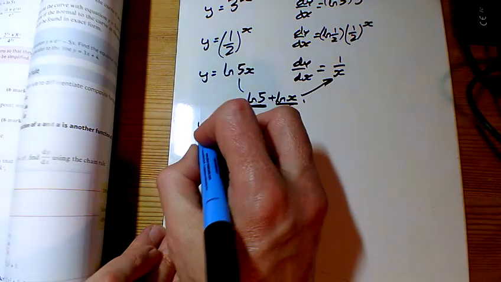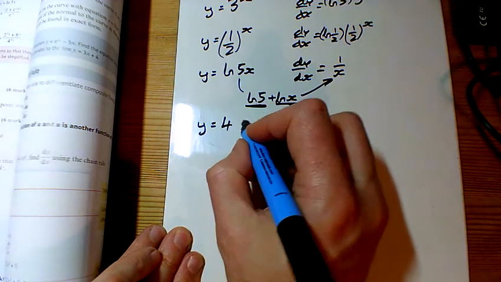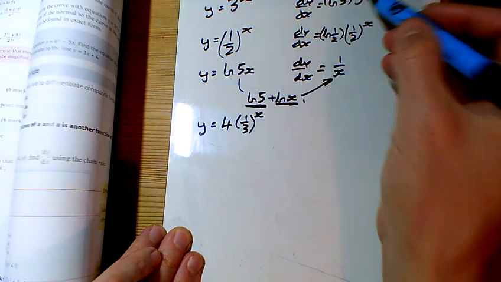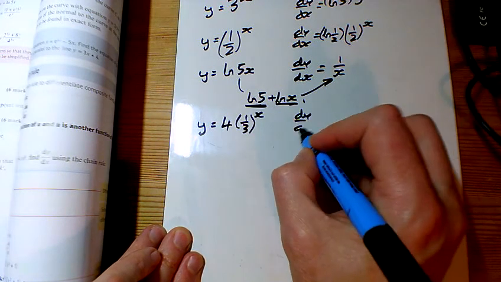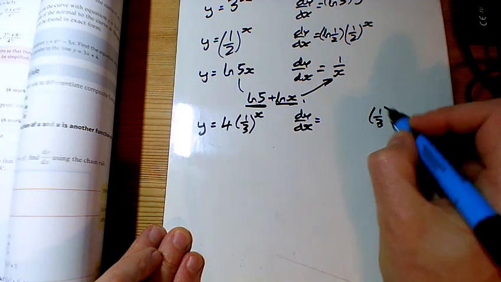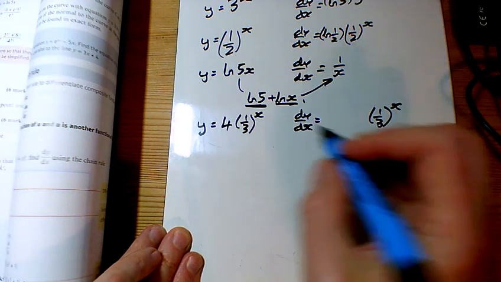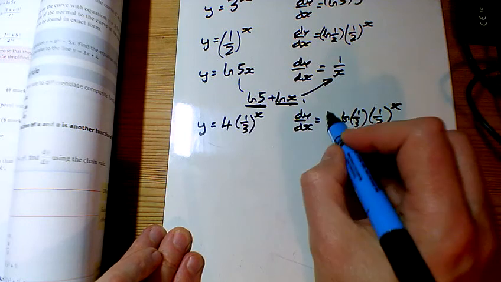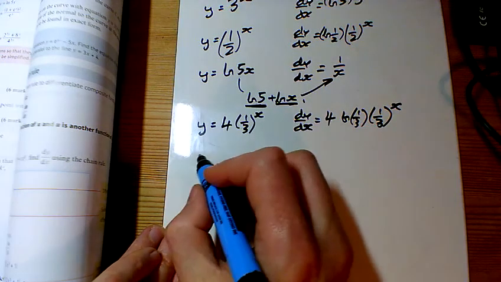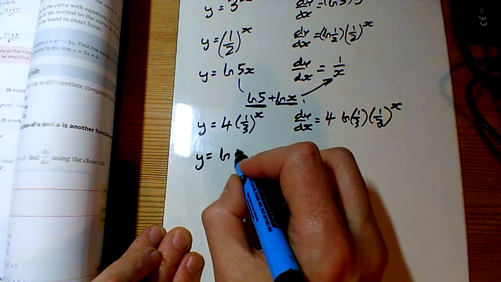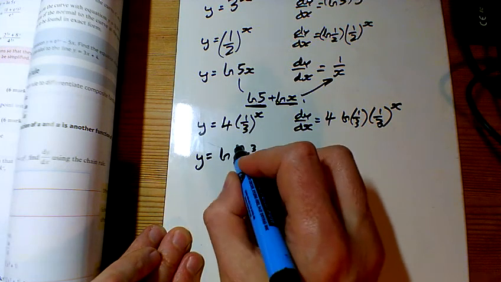Should we keep going? Let's do e as well. So this time we've got 4 times 1/3 to the power of x. Similar to the one we've got up here then. So dy by dx. So 1/3 to the x stays as 1/3 to the x. We need to times by a ln 1/3. We've also got a 4 there already. So there's that one.